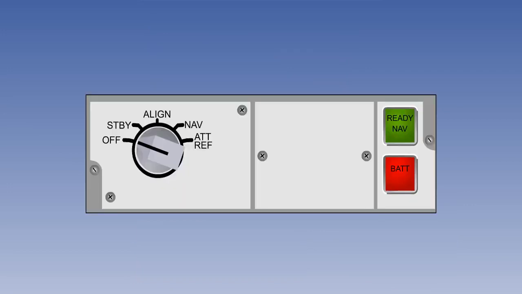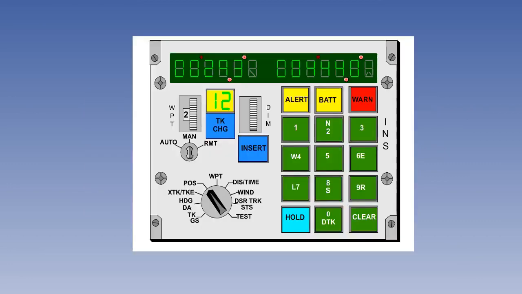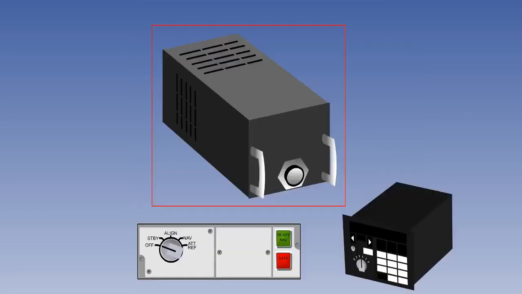The 2 components located on the flight deck are the Mode Selector Unit, often abbreviated to MSU, and the Control and Display Unit, often called the CDU. The third unit contains inertial sensors and reference devices. As we shall shortly see, these sensors are accelerometers and gyros. This box is called the Inertial Navigation Unit, which is often shortened to INU.